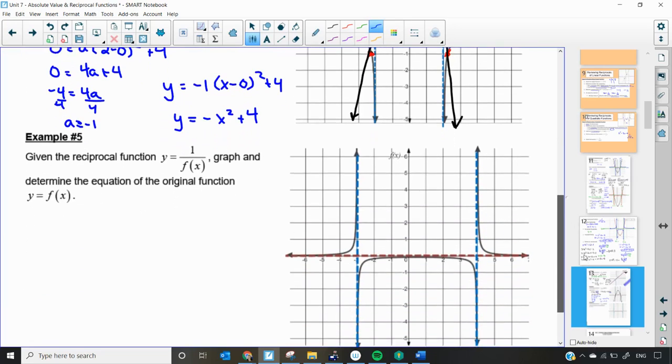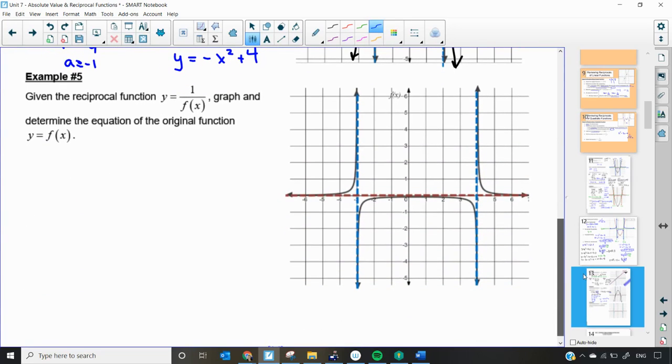Now, moving on to example number 5, we're again given a reciprocal function and asked for the original function. So the first thing we're going to do is look for some key points. We have asymptotes at x equals -3 and x equals +4, so we can write those down. We can use those to find the factors, or our x-intercepts, which turn into factors for our original function.